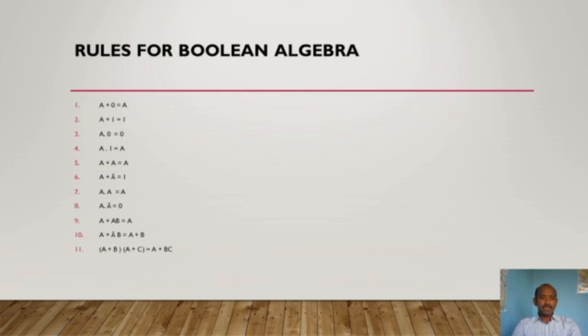Rules for Boolean algebra. There are a number of rules for Boolean algebra, and I have given only 10 or 11 here. That is a plus 0 is equal to a, a plus 1 is equal to 1, a dot 0 is equal to 0, a dot 1 is equal to a, a plus a is equal to a, a plus a bar is equal to 1, a dot a is equal to a, a dot a bar is equal to 0, a plus ab is equal to a, and a plus a bar b is equal to a plus b. So these are the rules for Boolean algebra.